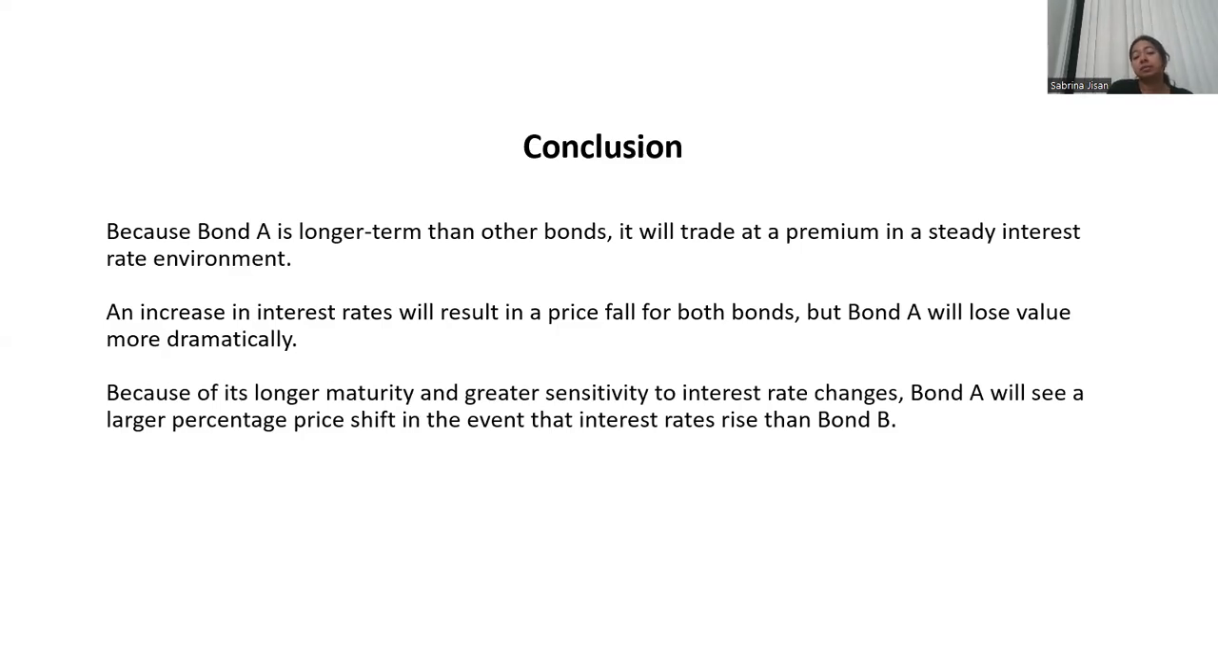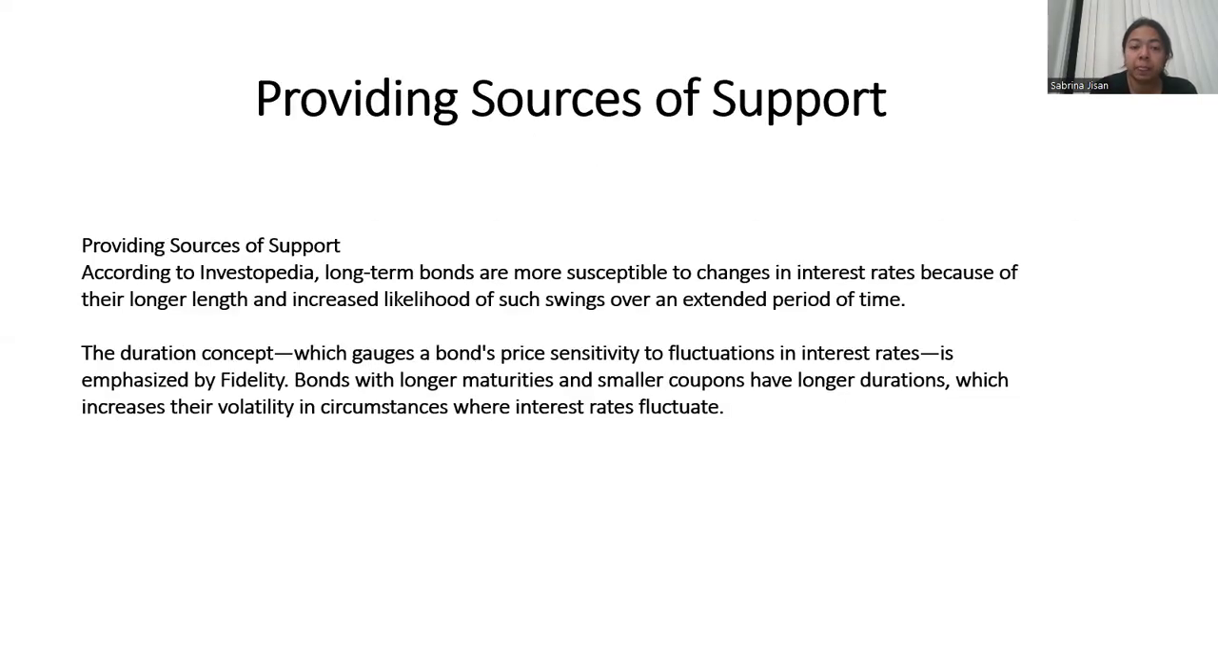So now let's discuss the conclusion. Because bond A is longer term than the other bond, it will trade at a premium in a steady interest rate environment. An increase in interest rates will result in a price fall for both bonds, but bond A will lose value more dramatically. Because of its longer maturity and greater sensitivity to interest rate changes, bond A will see a larger percentage price shift than bond B in the event that interest rates rise.